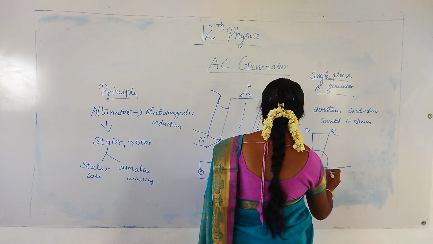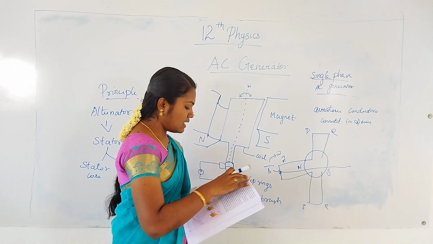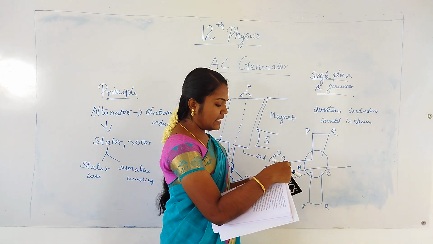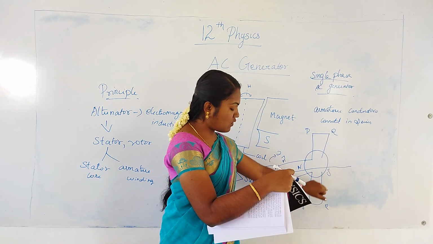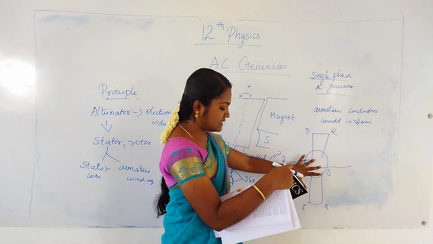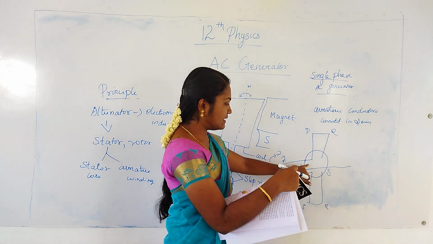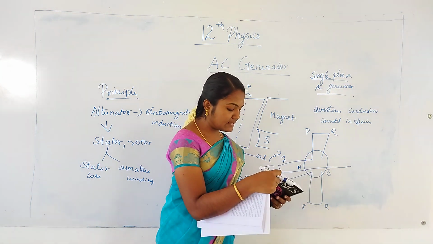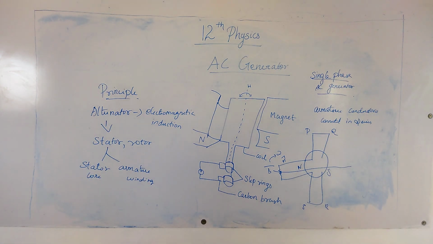North pole and south pole. In the simplified version of the AC generator, a single turn rectangular loop PQRS is mounted on a stator. Then the field winding is fixed inside the stator and it can be rotated about an axis.